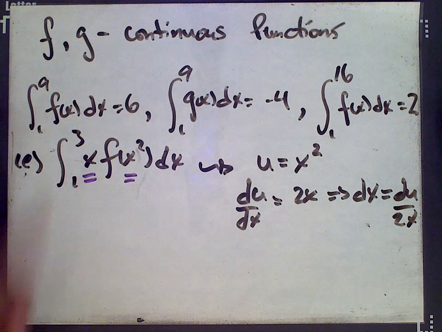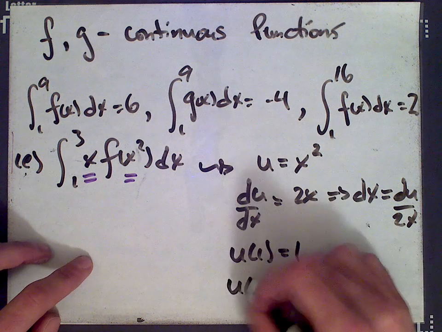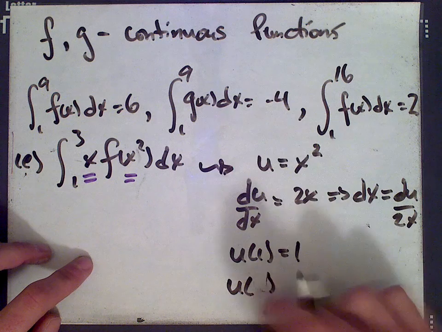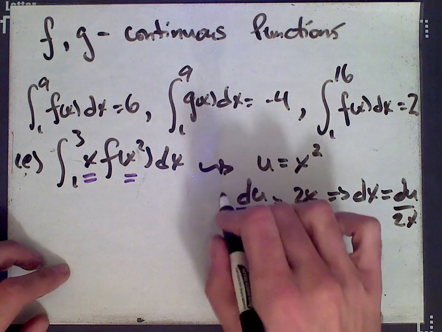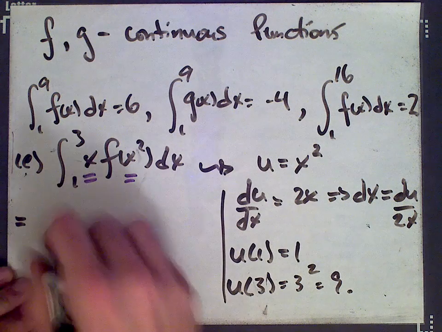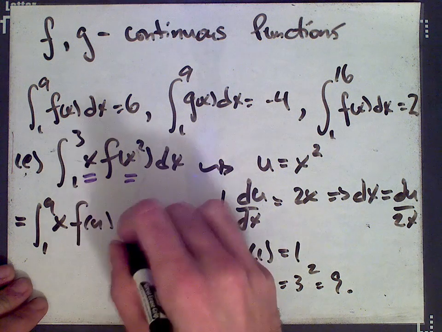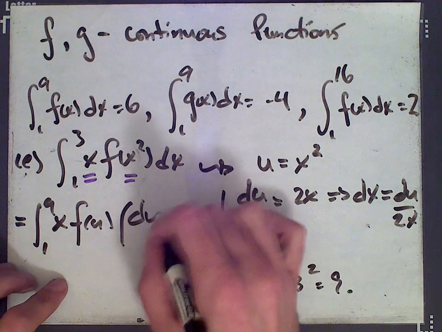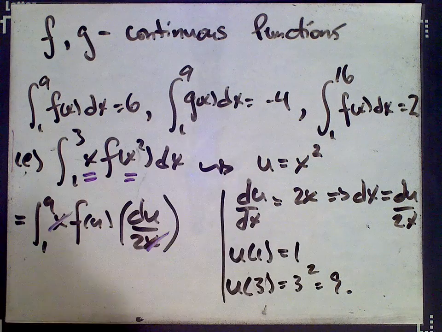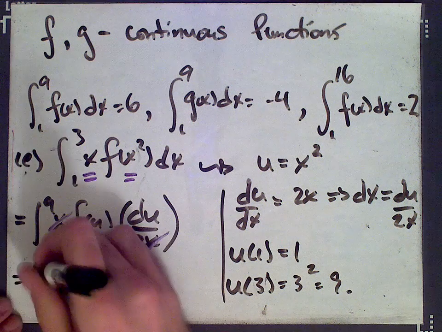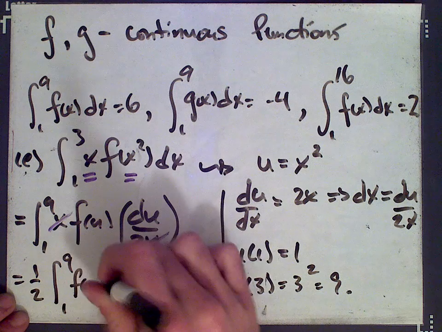Okay, let's change our limits of integration as well. So u evaluated at 1 is just 1, and u evaluated at 3 is 9. We just square it. So now our integral is the integral from what's now 1 to 9. We'll leave the x there for the moment. F of u, and dx is now du over 2x. Okay, so the x's cancel, and we end up with a factor of a half out front. And then we have the integral from 1 to 9 of f of u du.